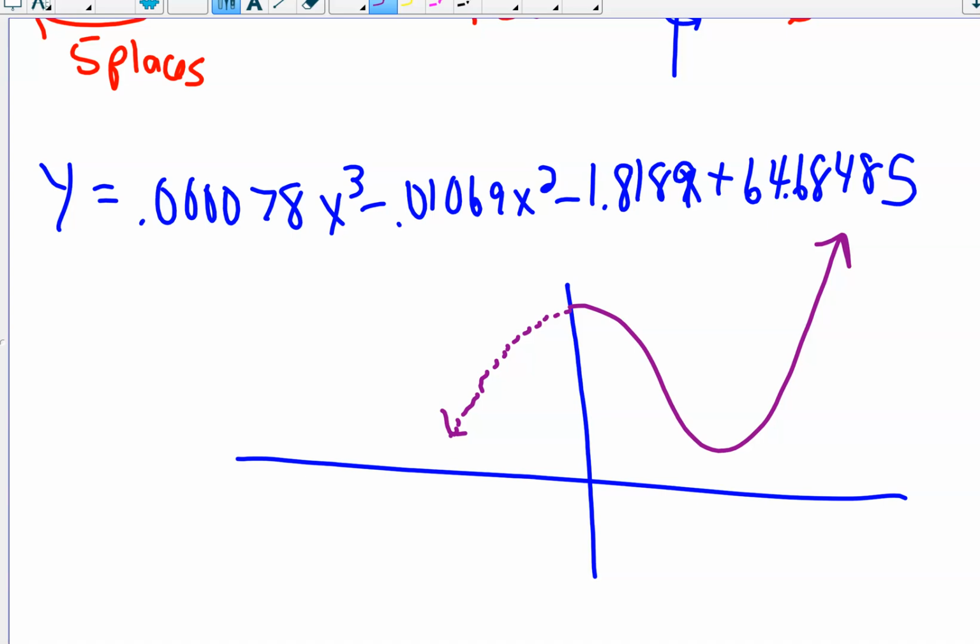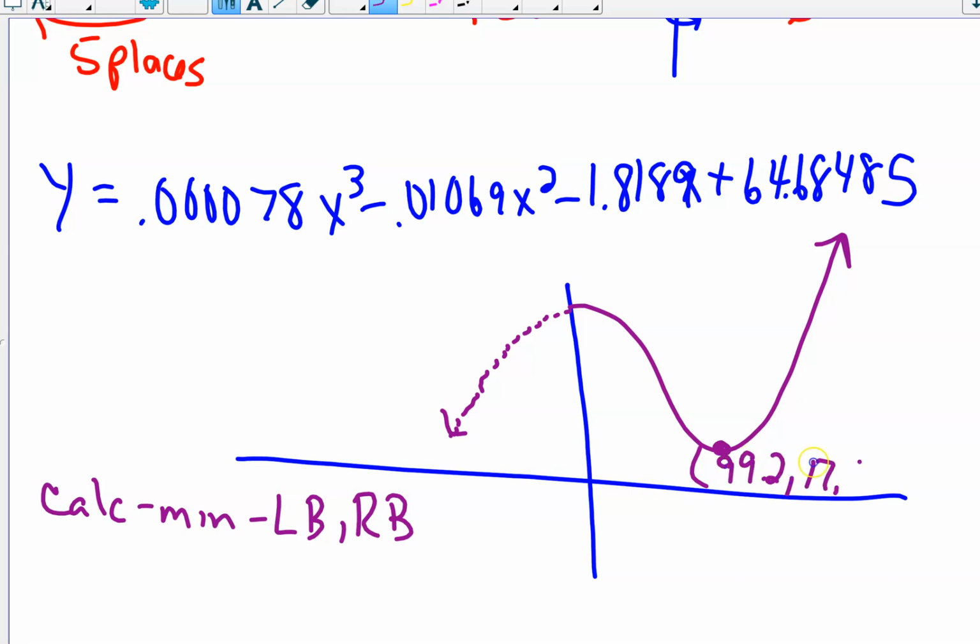So if I was trying to find the minimum, which is right here, I'm going to calculate the minimum, and I'm going to do the left bound and then right bound and find that minimum, which ends up to be 99.2 and 17.60. And again, make sure you have your ordered pair on there. I'm going to be heavily correcting your homework, so you would do your homework just like a quiz.